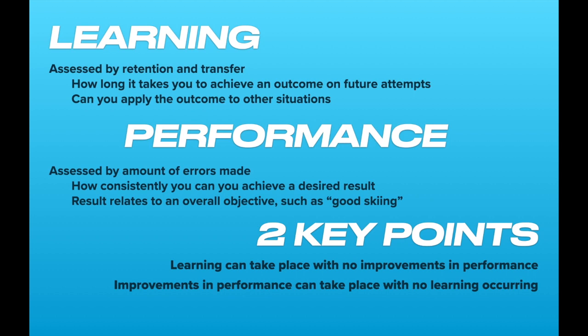And for me, this is the real kicker: improvements in performance can take place with no learning occurring. What that means in a learning context is that you might make fewer mistakes as you're developing, as you're learning something new or expanding your current skill set. But that improvement in performance doesn't actually mean that any learning occurred. When you come back to it later on, you might not have retained it and you might not be able to transfer it to another task. So that's where the original definition really helps us understand that sentence as well.